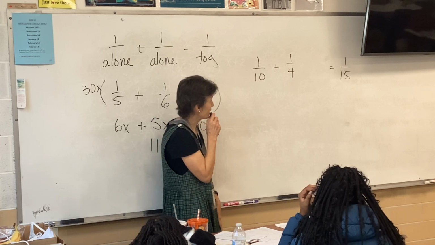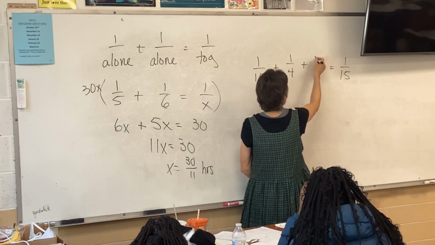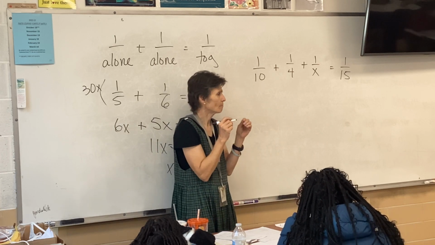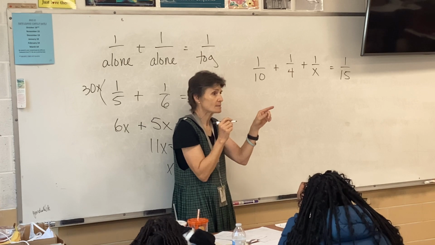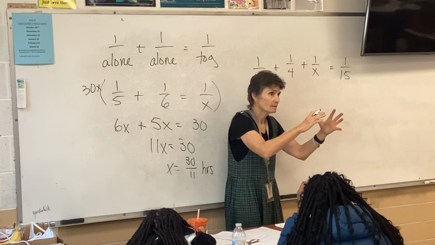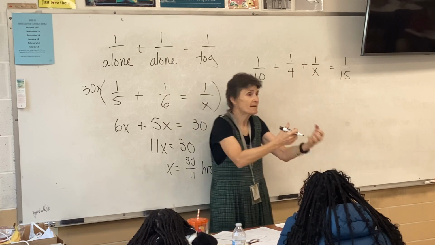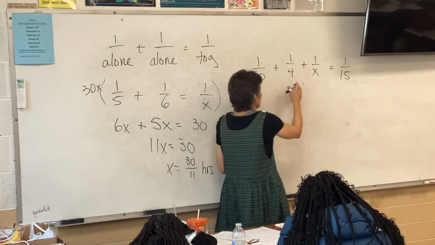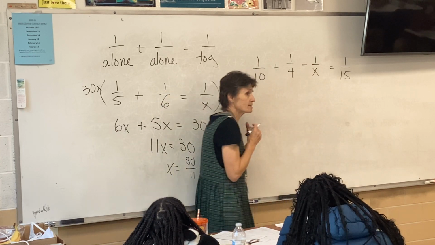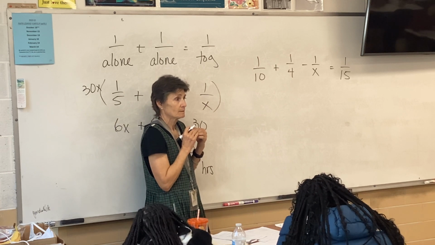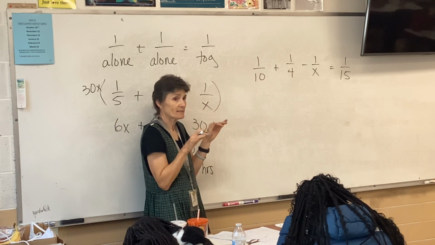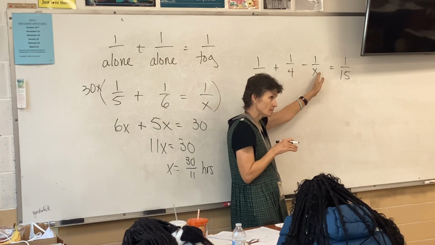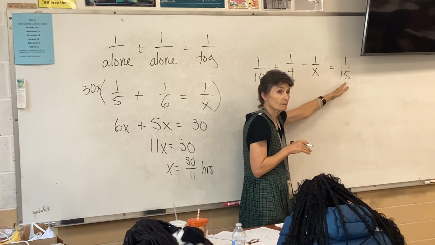How's that going to work in this equation? Would it be plus 1 over x? Now what's wrong with that? It would be minus, because the hoses are going in, so they're working together, but the drain is going against that. Does that make sense to you? So that's going to be minus 1 over x. Everybody okay with that setup? This one going in, this one going in, this one going out, and altogether it takes 15 hours.